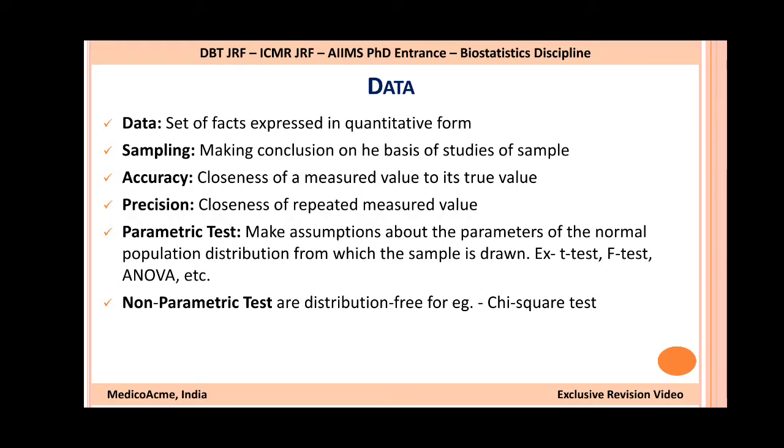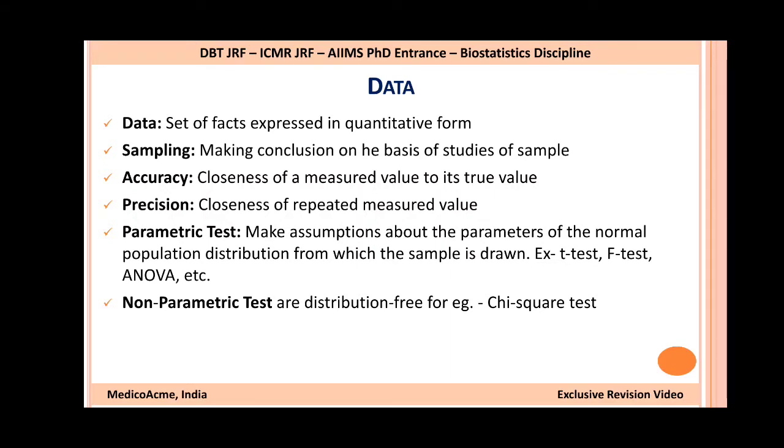Suppose I am saying that the average weight of some population is 110, and in repeated measures you are getting 102, 103, 105, 109. So 109, which is very close to the true value of 110, will be the closest value to the true value, and that is called accuracy.